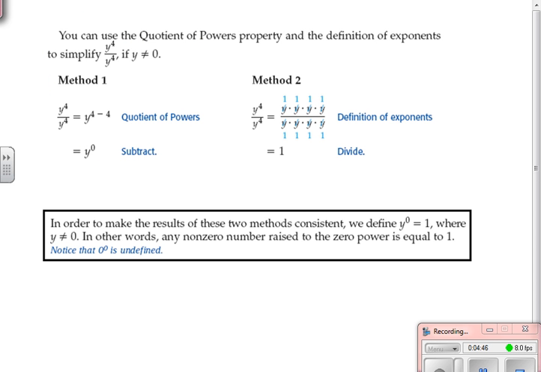So we can use the quotient of powers property and the definitions to simplify lots of expressions. So another rule, and if you look at this example, y to the fourth divided by y to the fourth is y to the 0.